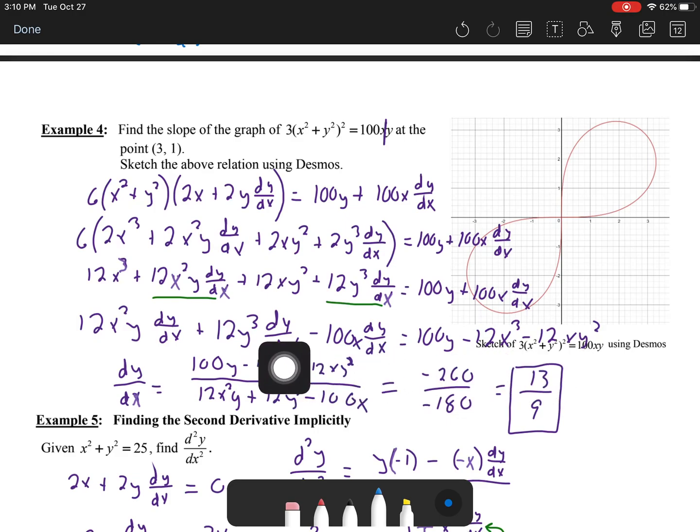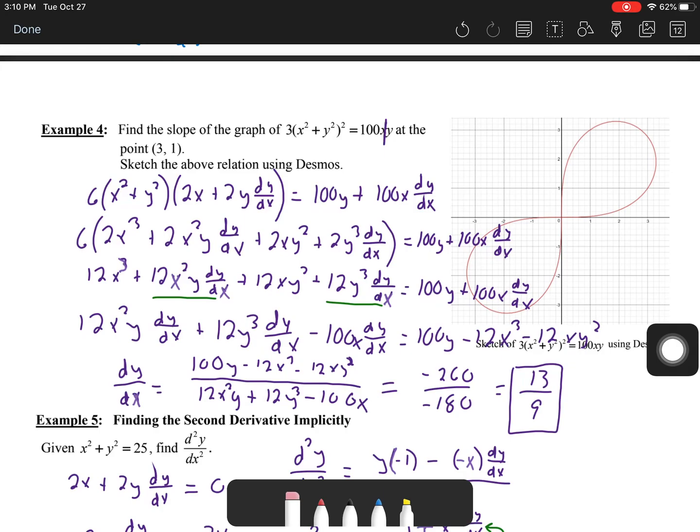All right, so that means I would factor out the dy dx from all 3 of those terms, right? And then I would divide by these 3 terms. So the 12x squared y plus 12y cubed minus 100x, those all end up in the denominator underneath this expression here. Okay, and then I was supposed to evaluate this at the point (3, 1).